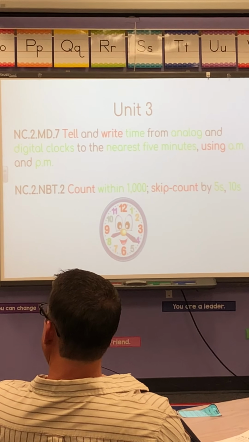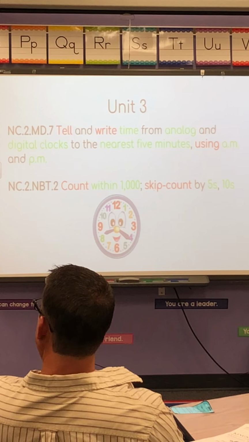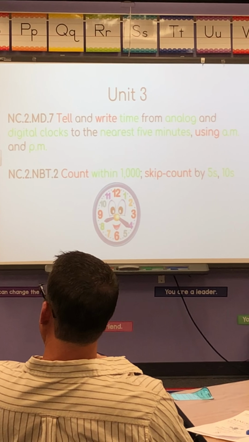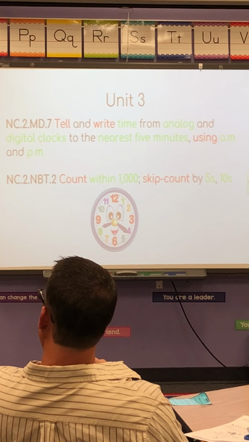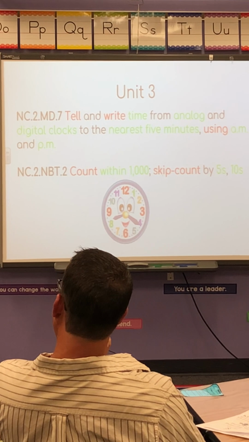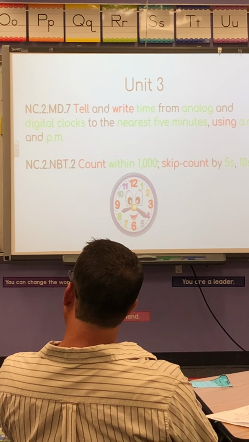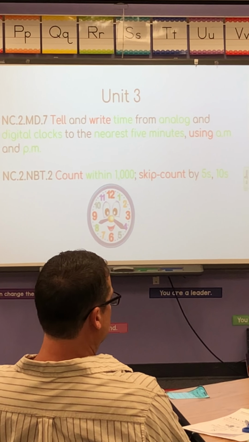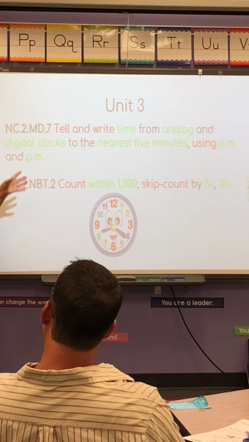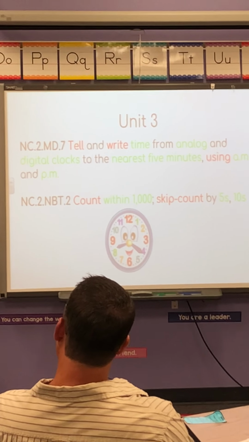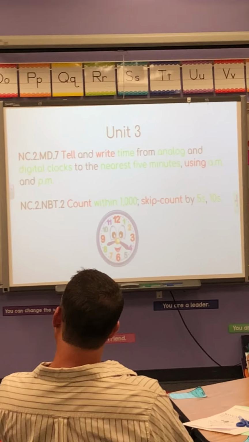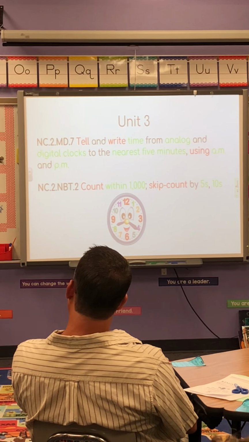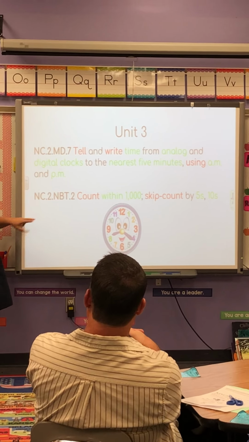First 5 minutes. We talk about quarter after, half past, quarter till. AM and PM is another big thing. They have a tough time with that. So the skip counting kind of goes with that. They need to be able to skip count if they're going to be able to count the minutes on the clock.